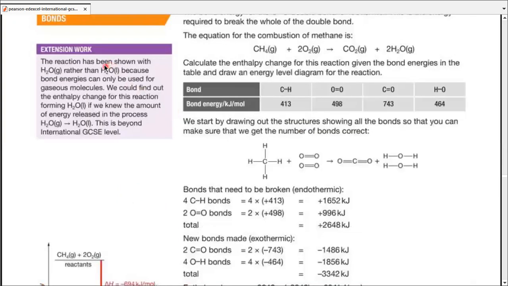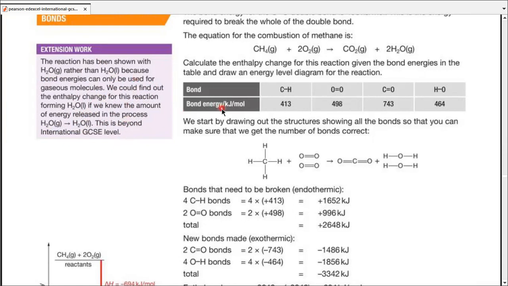There is one important point of extension work over here. The reaction has been shown with water as a gas rather than water as a liquid. The bond energies can only be used for gaseous molecules. We could only find out the enthalpy change for this reaction forming liquid water if we knew the amount of energy released in the process of water gas to water liquid. But this is beyond the requirements of IGCSE.